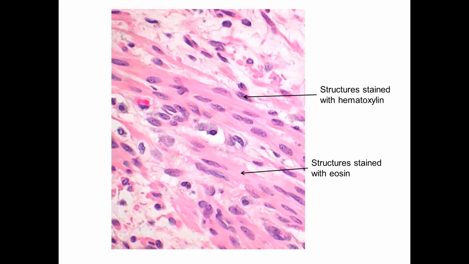Here you see a slide stained with hematoxylin and eosin. The structures stained with hematoxylin are the nuclei. You can see the granular appearance of the nucleus. The chromatin in the nucleus is stained with hematoxylin. Then the structures which are stained with eosin are the pink ones. That is the cytoplasm as well as the collagen fibers.